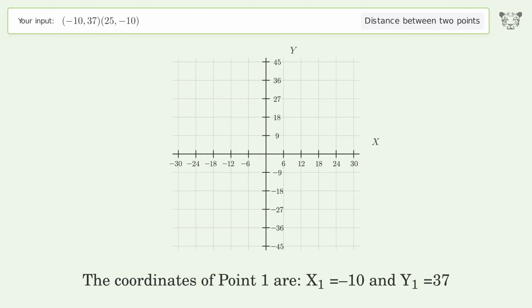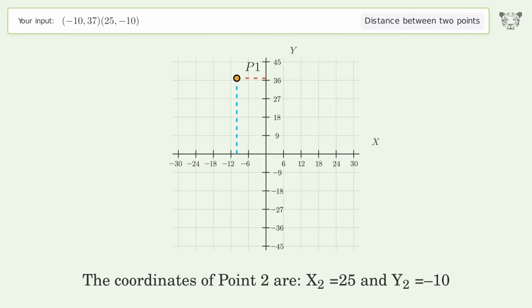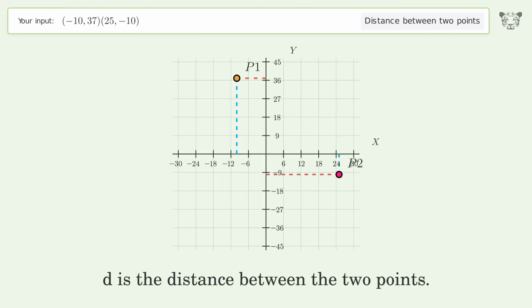The coordinates of point 1 are x1 equals -10 and y1 equals 37. The coordinates of point 2 are x2 equals 25 and y2 equals -10. D is the distance between the 2 points.